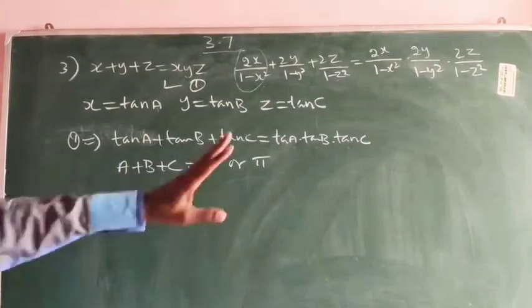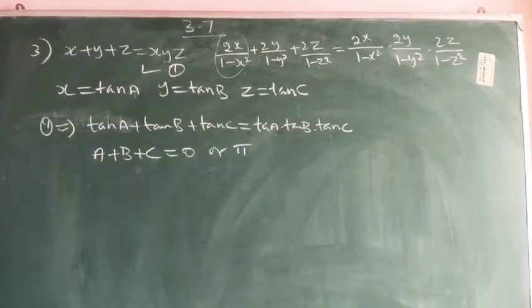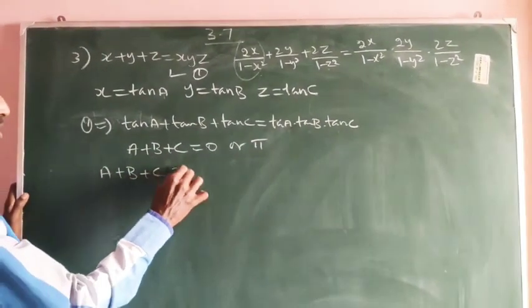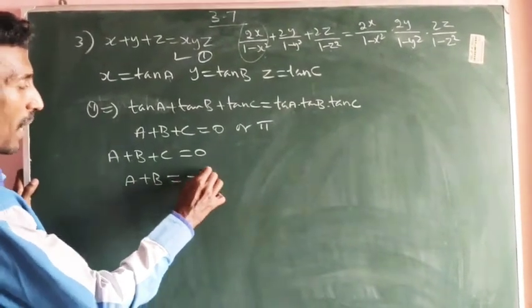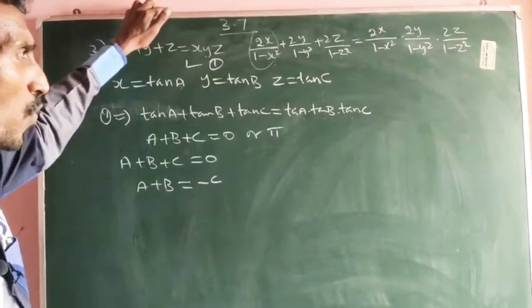Consider any one, either take A plus B plus C equal to 0 or A plus B plus C equal to pi. Let me consider A plus B plus C equal to 0. So A plus B equal to minus C. Again, look at that. What is the proof?